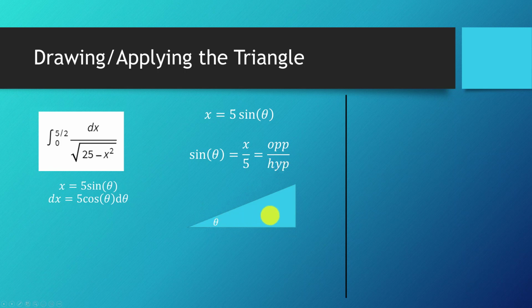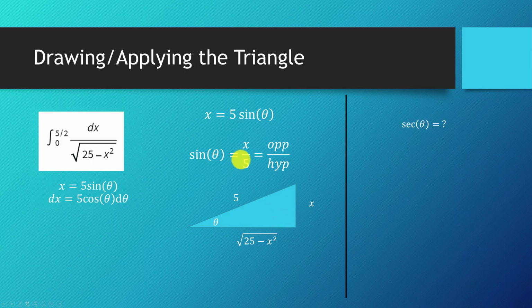So here we have theta. We're first going to label the opposite side as x, and then the hypotenuse as 5. And then use Pythagorean theorem to get the last side. So we will get square root 25 minus x squared. And this usually shows up in the original problem that we have, just with a different exponent sometimes. But here it is exactly 25 minus x squared.